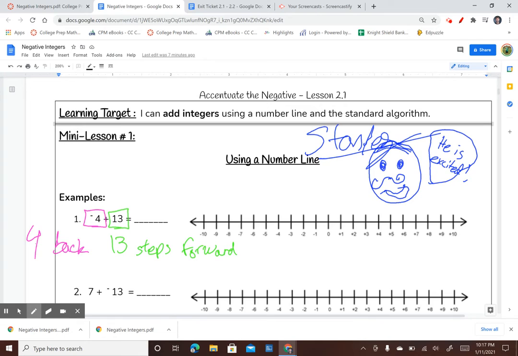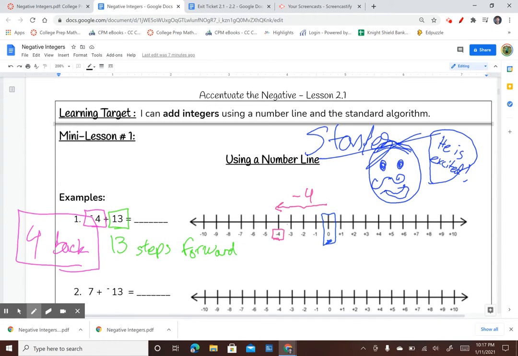So if we were to break this down, we're going to start off by looking at the negative 4. We're telling Stanley to take 4 steps back. So when we're starting on our number line or our tightrope, where would it make sense to start? Right here at 0, right? That's where we're going to start before we do anything else. We have negative 4. And so we're going to tell Stanley to take 1, 2, 3, 4 steps backwards. That's our negative 4. And here we are at negative 4.